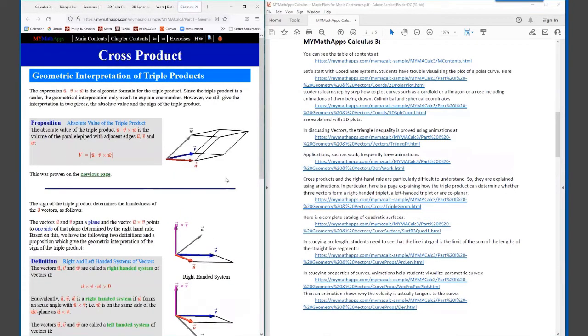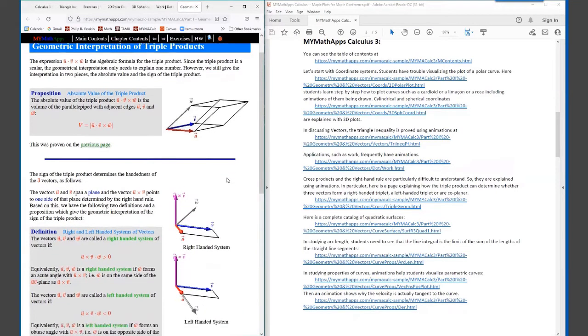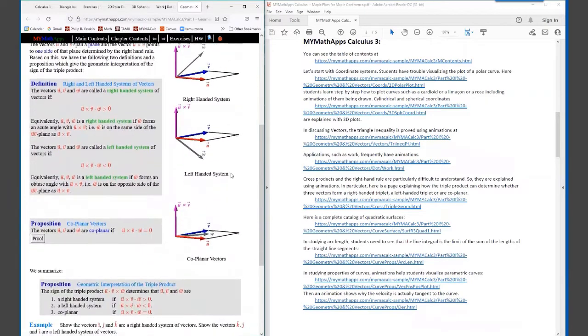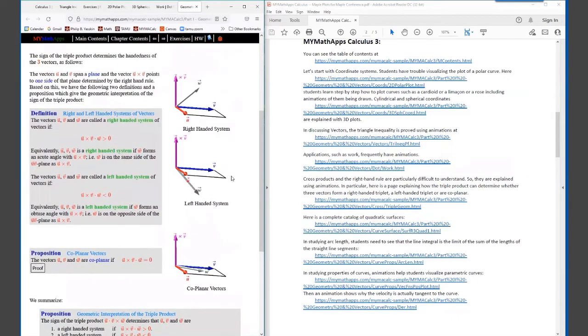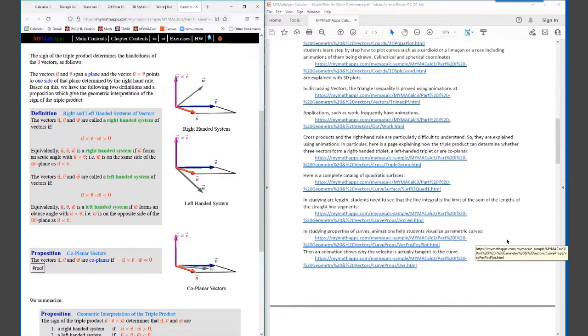Then we come to cross product. Here is trying to understand cross products. It's difficult for the students to visualize the right-hand rule and cross products. So here they're being shown how three vectors can form a right-handed triplet, a left-handed triplet, or be coplanar, and how you determine that by looking at the sign of the triple product.